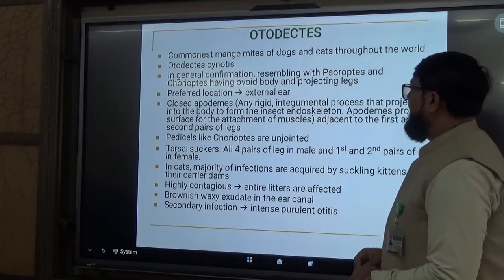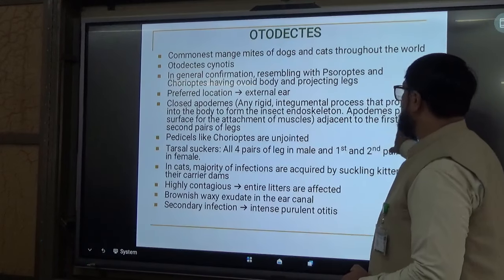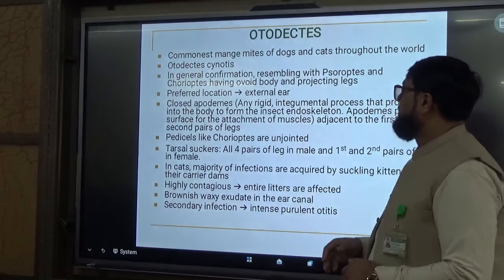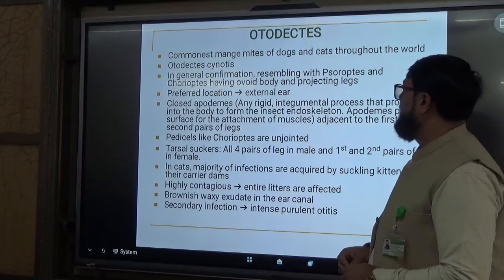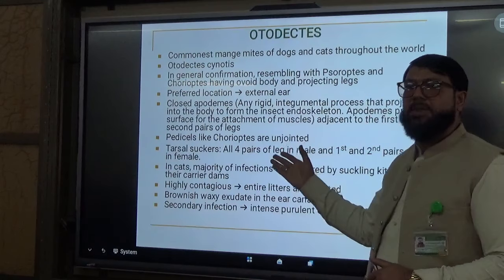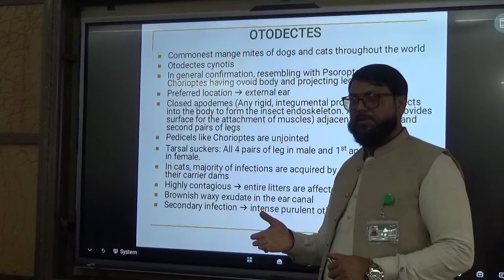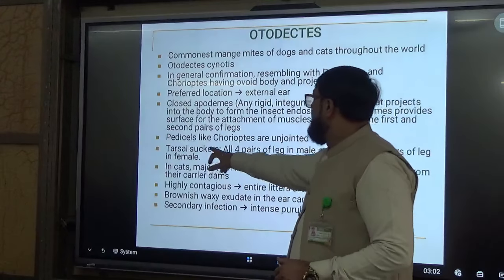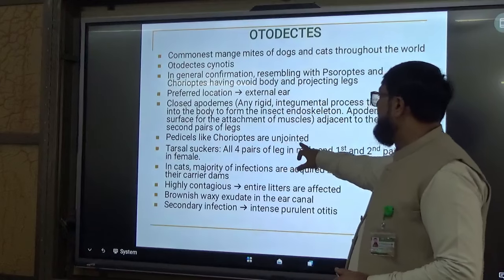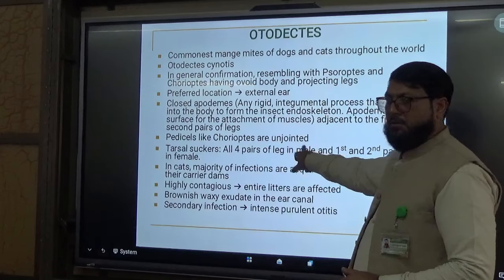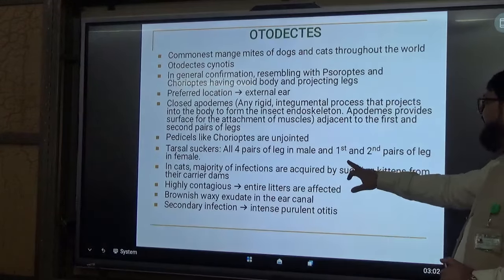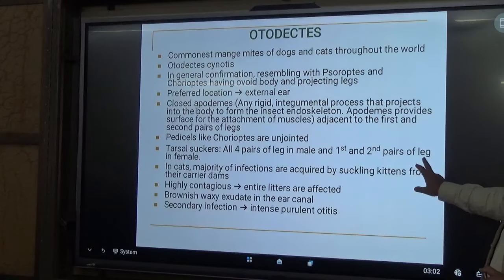So these closed apodemes are present adjacent to the first and second pair of legs on the body. That is a unique character in Otodectes, which is more pronounced. It doesn't mean that these apodemes are not present in other parts, but here they are very much pronounced and visible. Pedicels, like Chorioptes, are unjointed, right? Tarsal suckers: all 4 pairs of legs in male and first and second pair of legs in female.